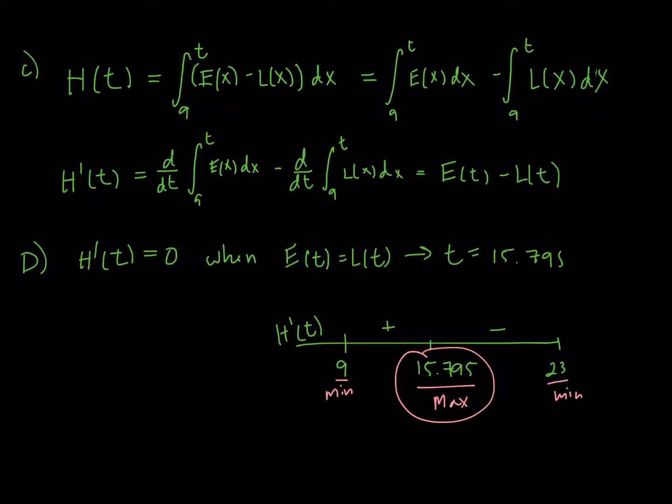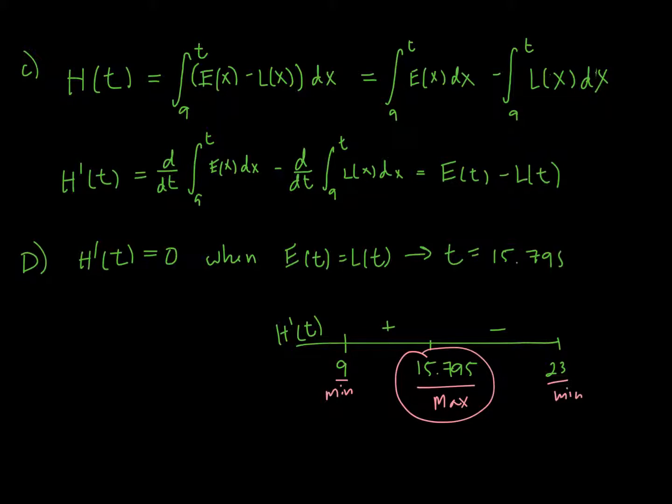So you use your calculator. You can either graph both of the functions and see where they intersect, or you can graph e of t minus L of t and see where that's equal to 0. That's going to be when t is 15.795. And I don't really want to evaluate h of t at 15.795 to see if that's bigger than the endpoints, in other words, using the closed interval test.